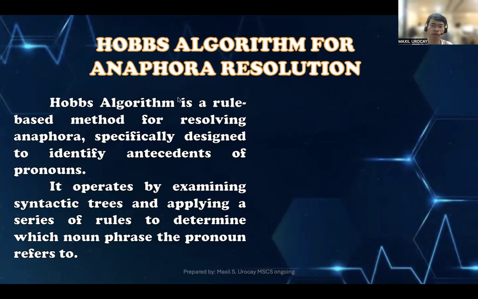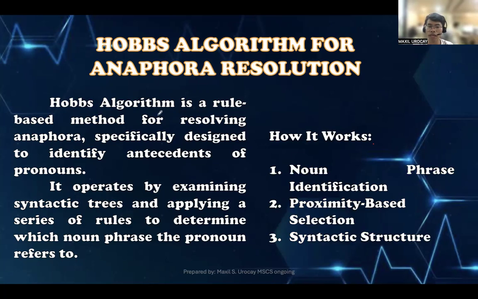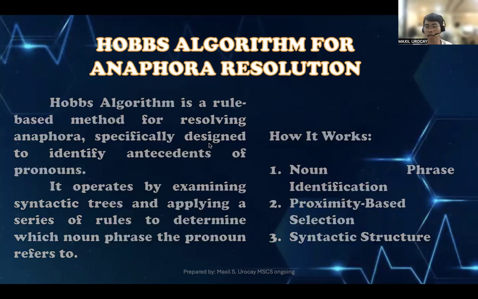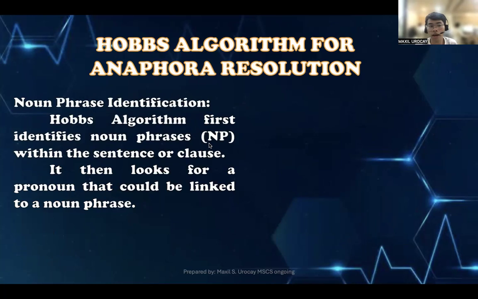So here in the Hobbs algorithm, how does that work? There is noun phrase identification, the proximity-based selection, and then syntactic structure. So we're trying to identify those cases. For the noun phrase identification, the Hobbs algorithm first identifies noun phrases within the sentences or the clause. It then looks for a pronoun that could be linked to a noun phrase. So that's how it works.